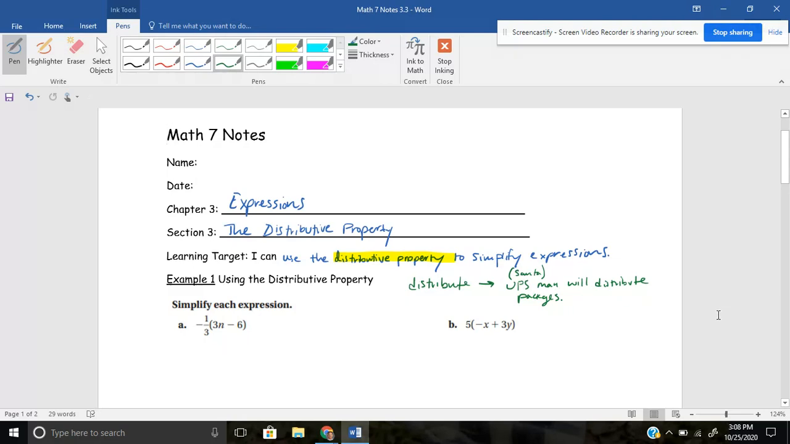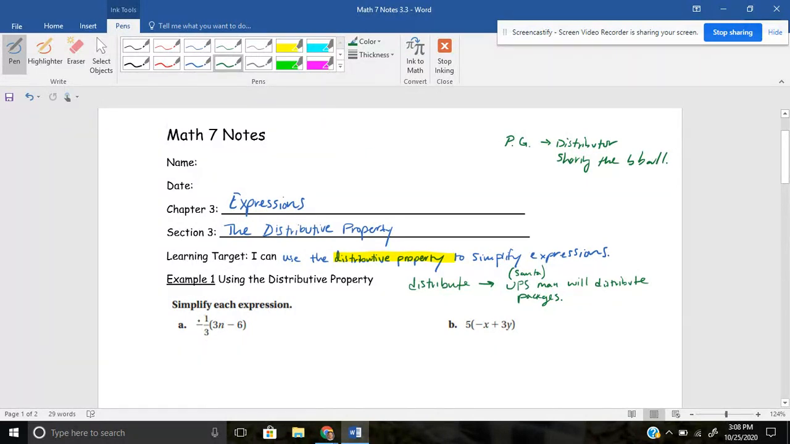Or you might hear it if you're watching sports, if you're a sports fan, a good point guard in basketball will be a good distributor, meaning he's good at sharing the basketball. Or a good quarterback is good at distributing the football, right? Sharing it to his teammates. I could keep going on and on, but I'm guessing you're picking up what I'm putting down here.